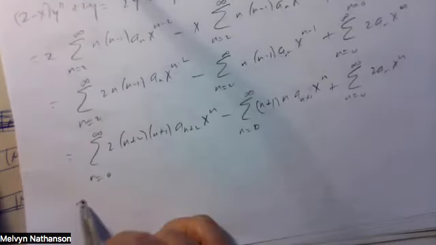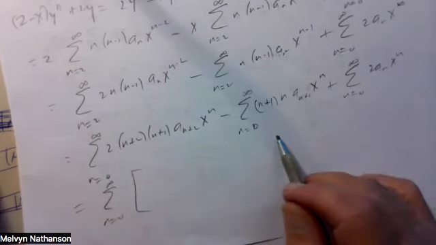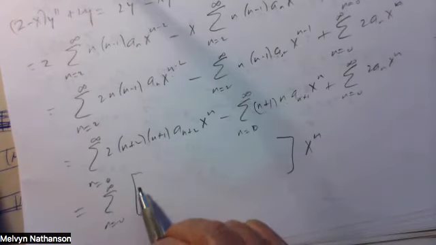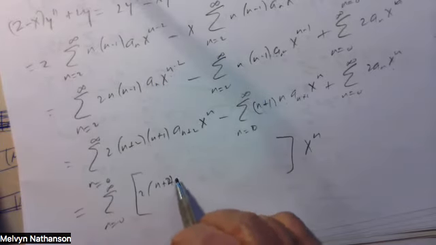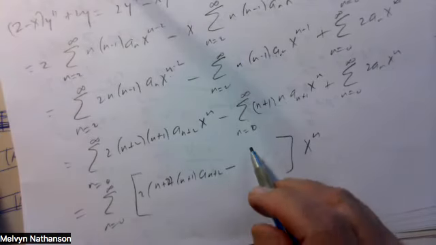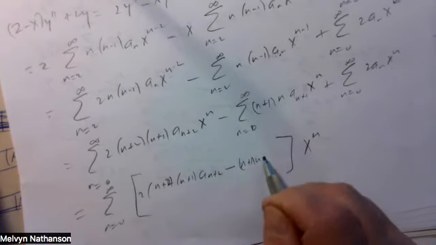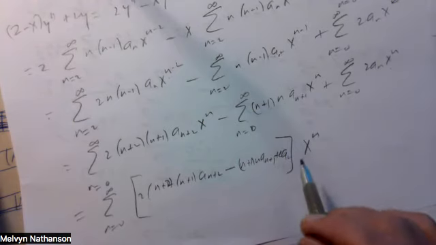And I can add power series just by collecting the powers of x to the n. Here I have 2, n plus 2, n plus 1, a n plus 2, minus n plus 1 times n, a sub n plus 1, plus 2 a sub n. I get this.